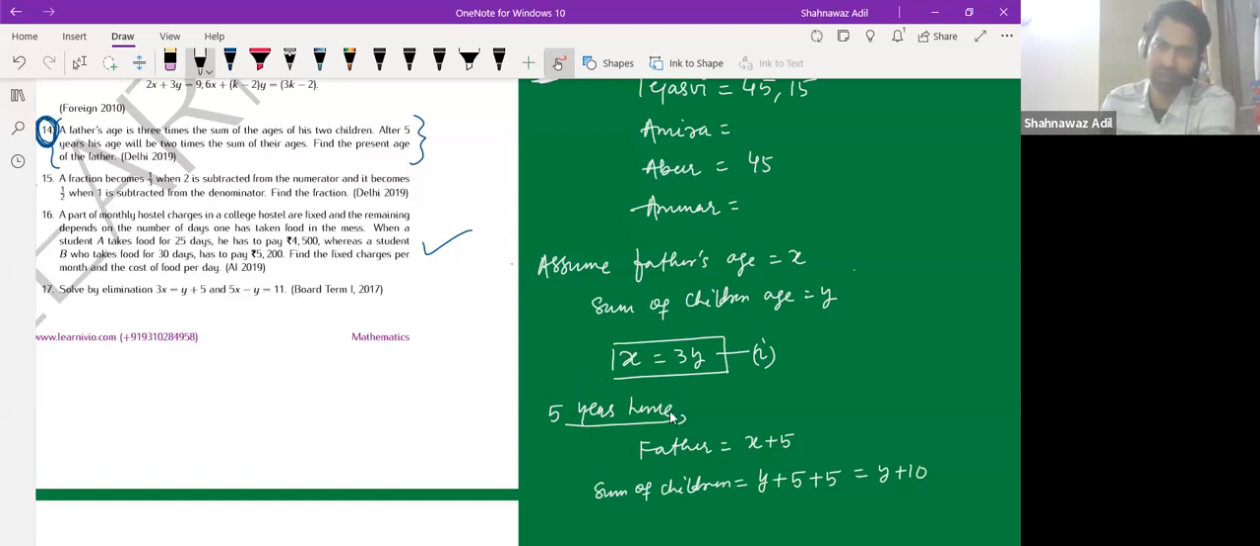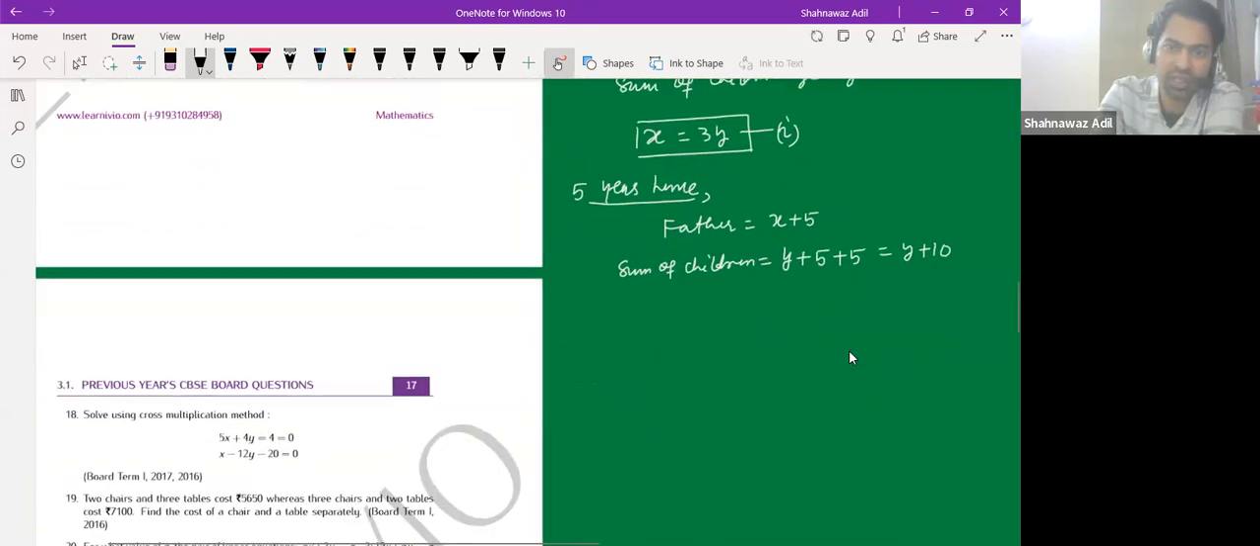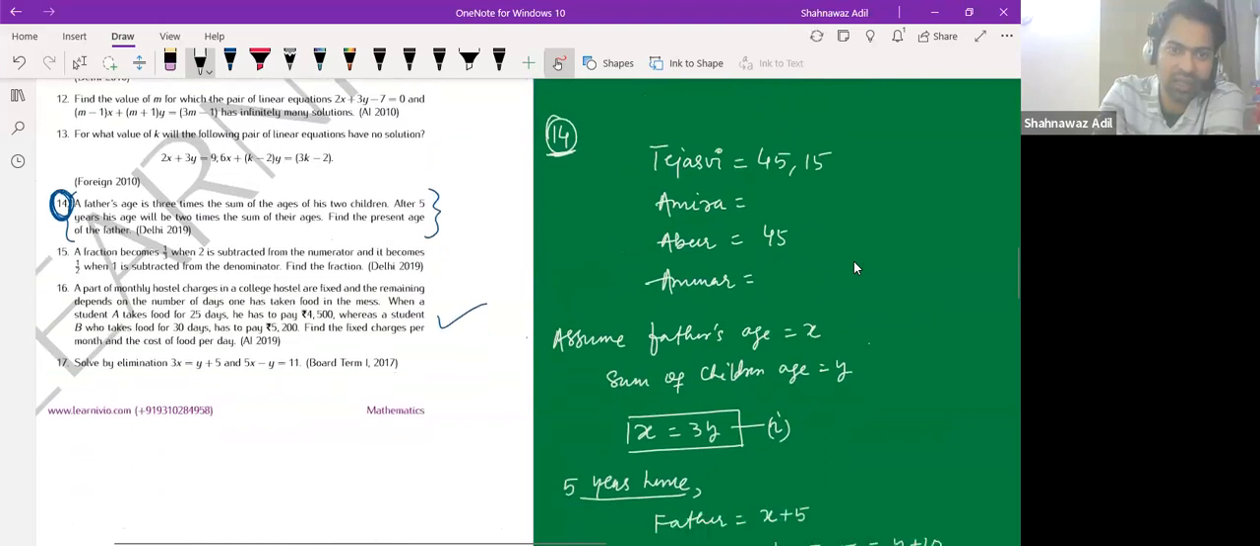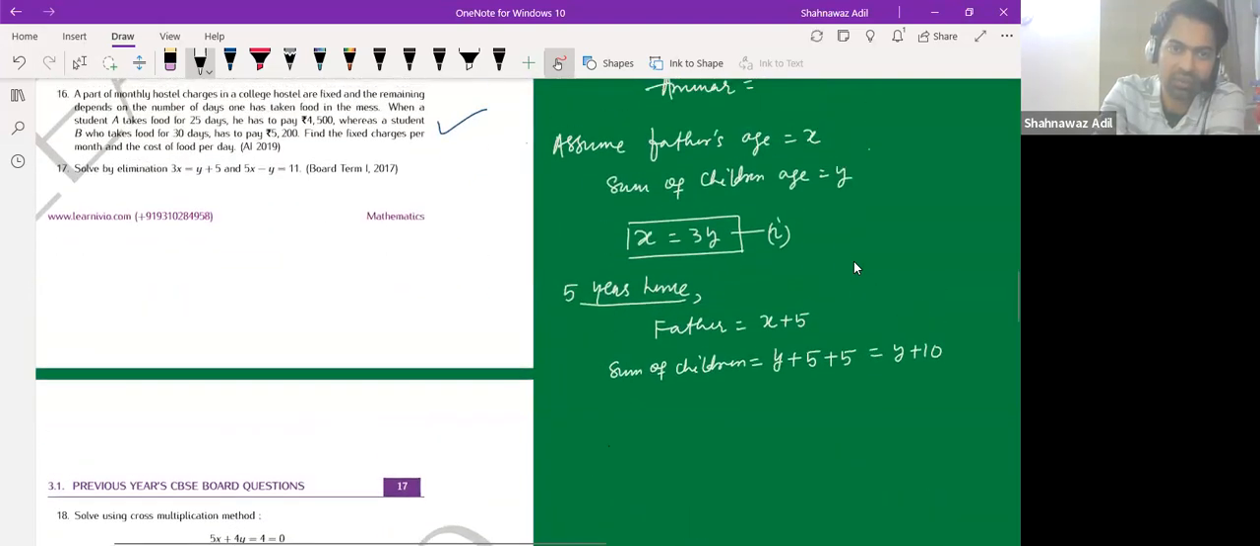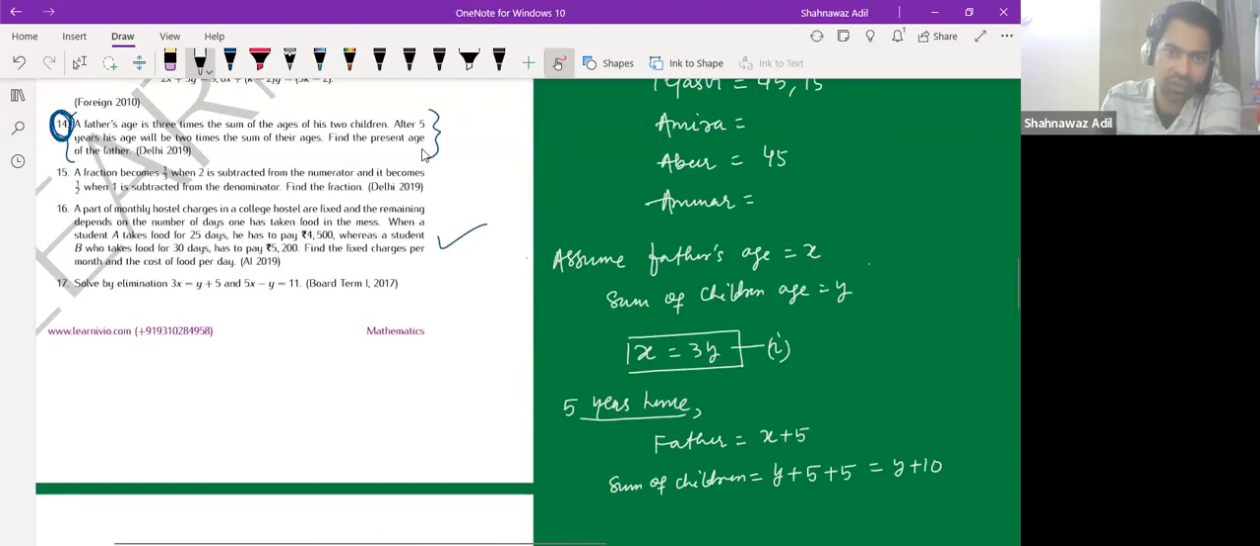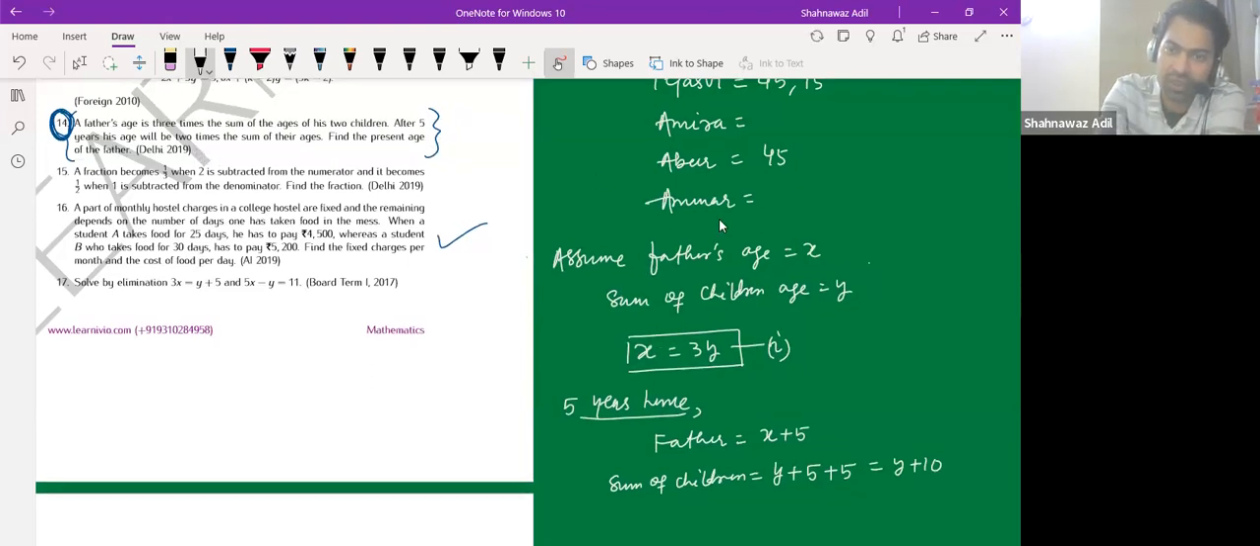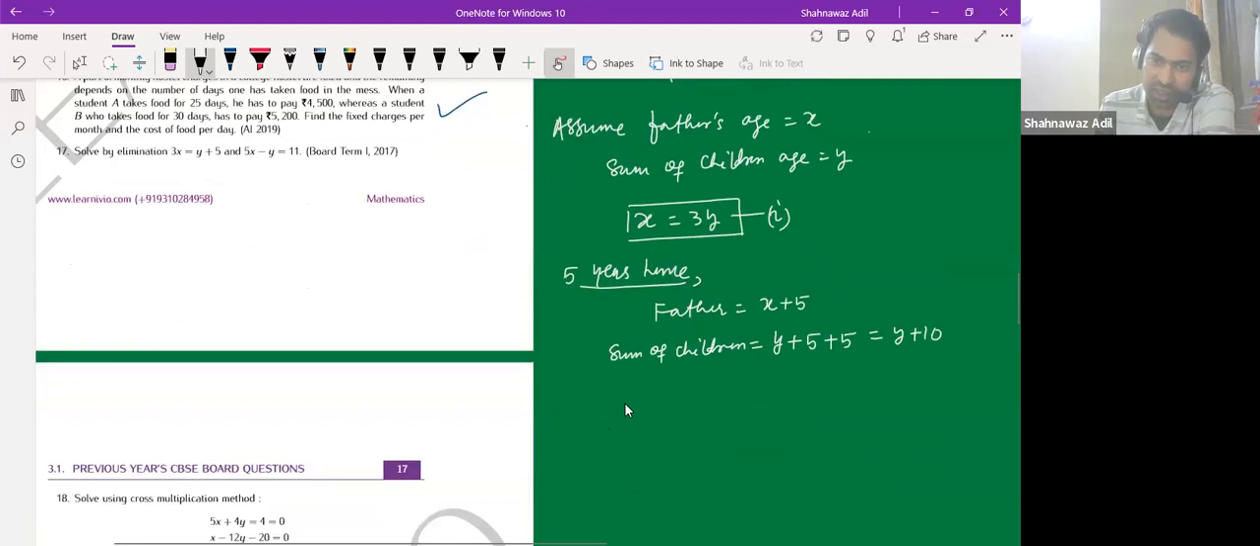Yes, sir. So then what was the equation? Then the father's age will be 2 times the sum of the children's ages. So the father's age is this, and this will become 2 times the sum of the children's ages. So then we solve this equation, right?